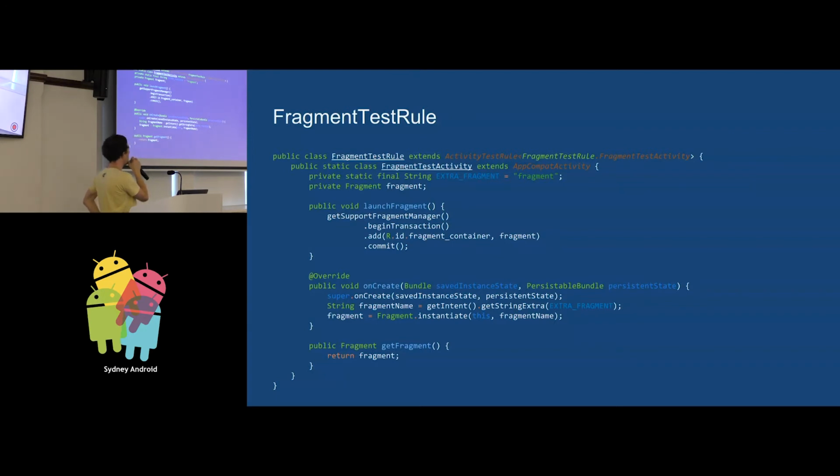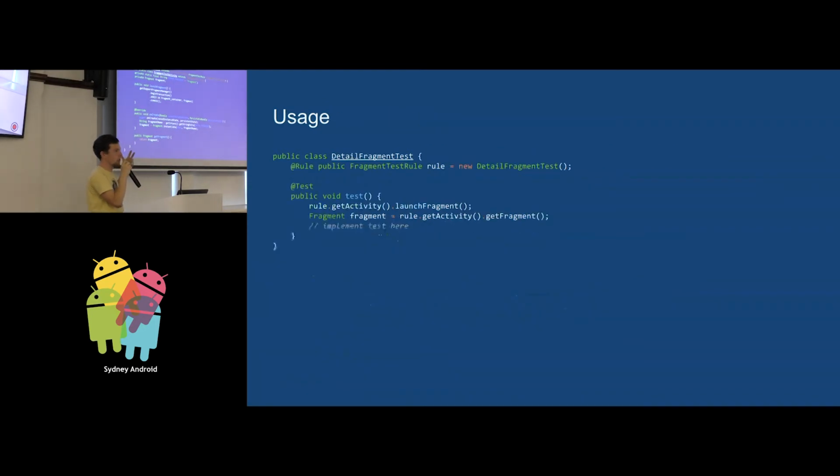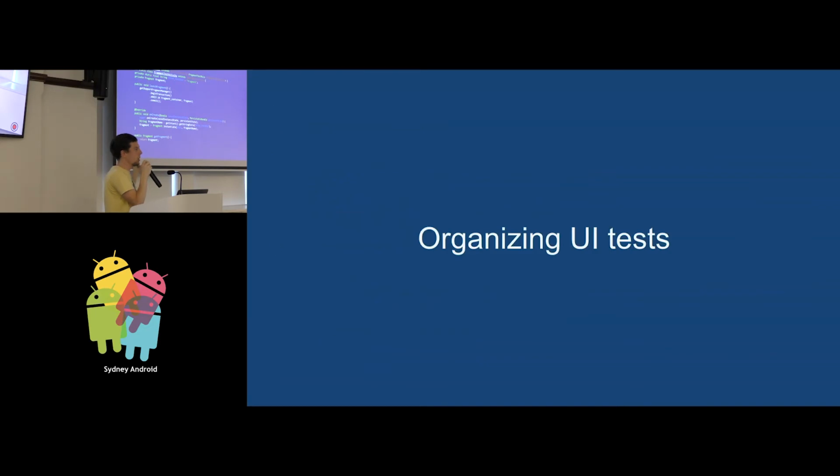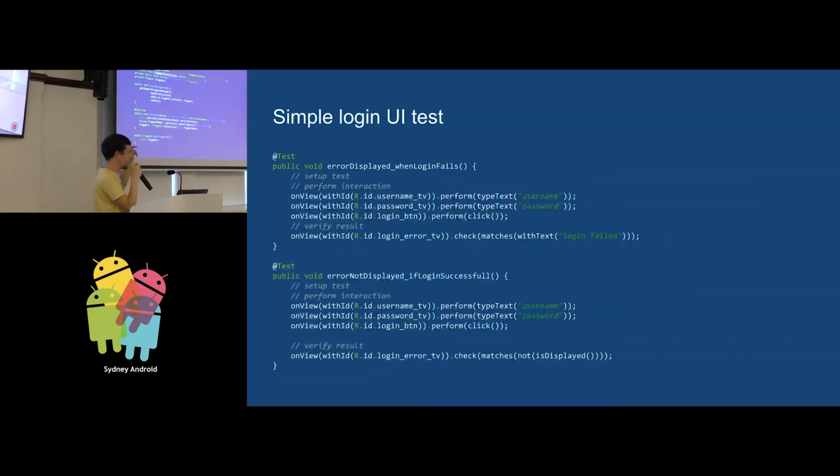Fear not, there's a very simple approach, which is basically a test rule, which uses an internal fragment activity which can be passed the fragment name that will be instantiated, and then we can use it just as an activity test rule, fetching the fragment from the activity and then running your assertions and actions on your UI as we usually do.